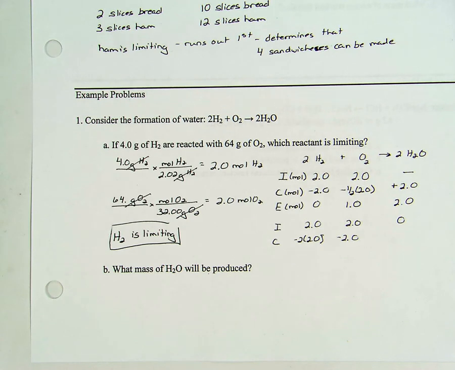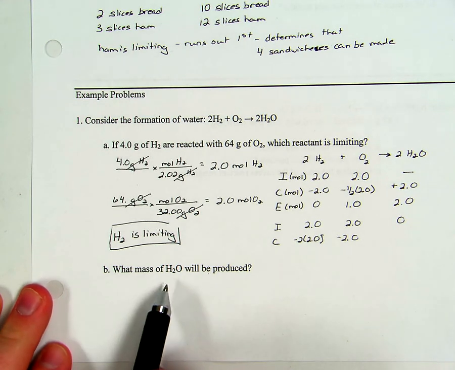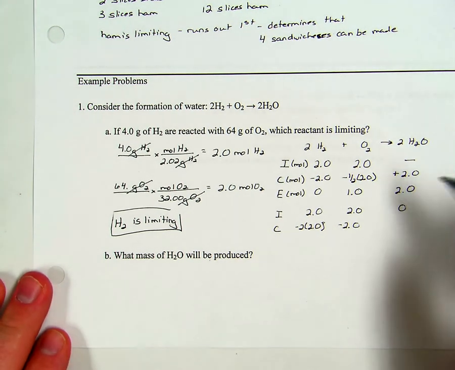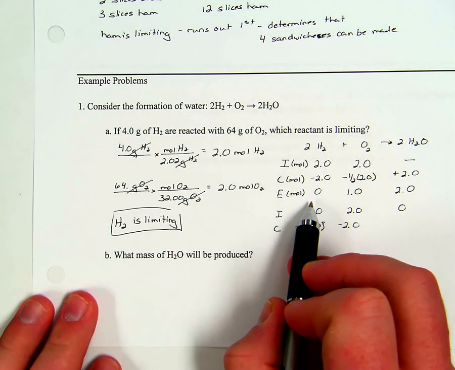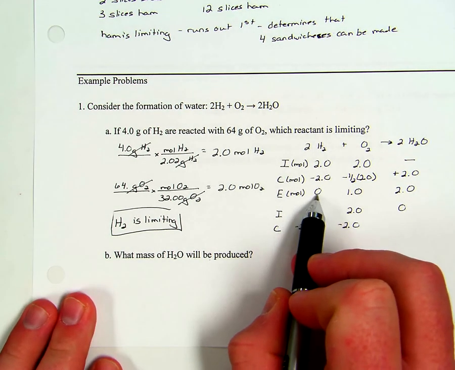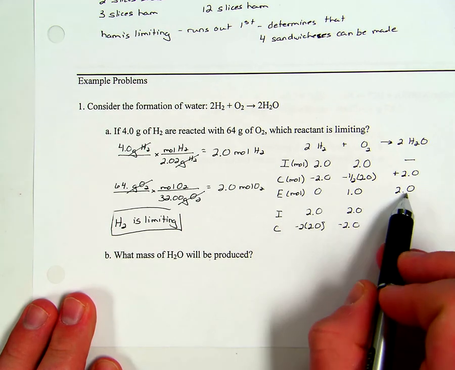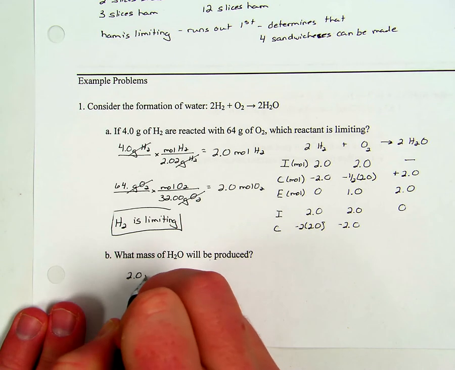Question B. What mass of water will be produced? Well, this really is not a whole lot of a calculation to do here. We've already done most of the work for it. Here's why. We just determined up here in question A that hydrogen is limiting. And whenever hydrogen runs out, whenever we end with 0 moles of hydrogen, we have 2 moles of water. So we already know 2 moles of water will be produced.